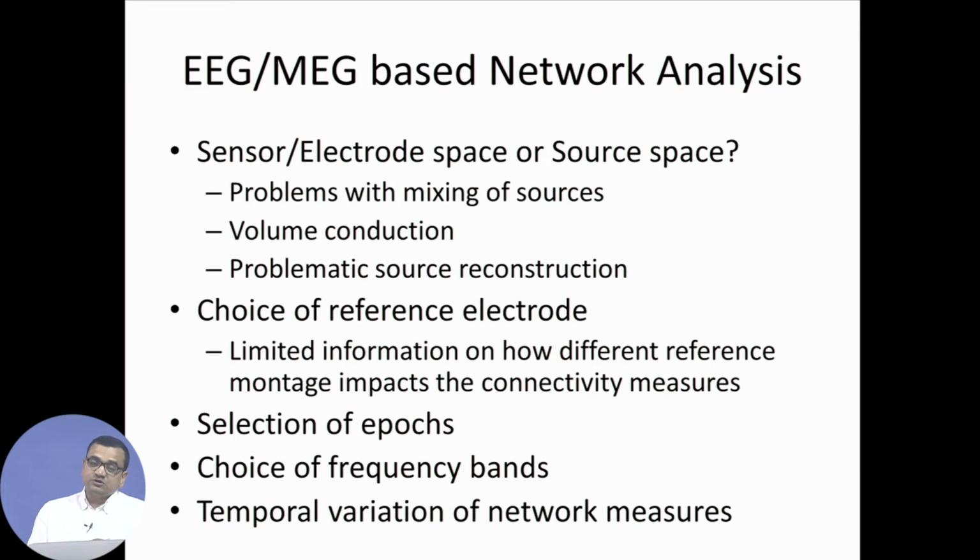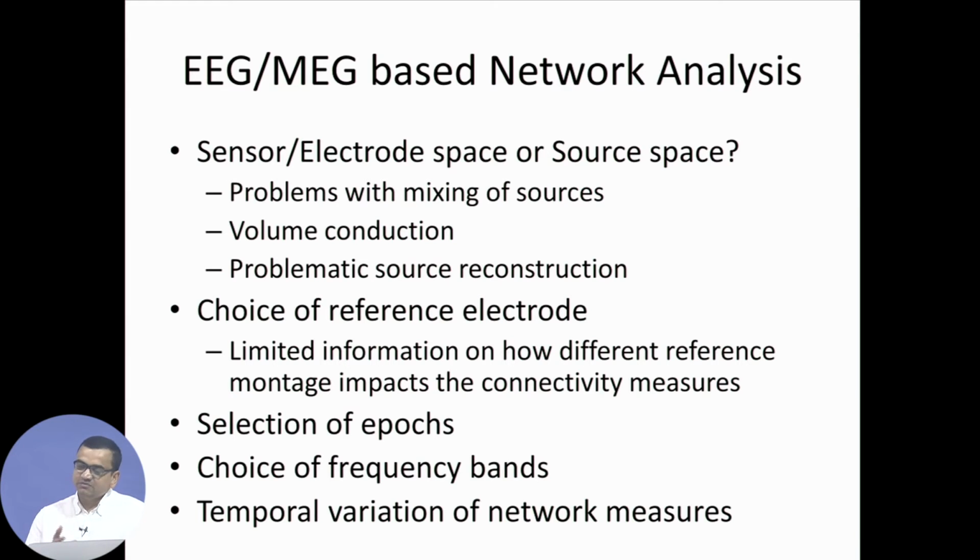Now, although I introduced this aspect of network theory in a more general way, if you want to use it for EEG, MEG data, there are a couple of things you have to keep in mind. The first is where you want to apply your network: on the electrode or sensor space, or on the source space? Electrode or sensor space means you have, suppose, 32 or 64 electrodes, and assuming each electrode is a node, you calculate your functional connectivity indices between all pairs.